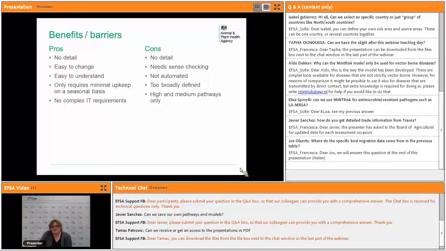But the disadvantage is that it's not automated, it's not on a web-based platform at all at the moment, and maybe it is too broadly defined, and we're concentrating too much on the high and medium risk pathways, and you can therefore miss out some of those lower risk ones. But that's all work that can be done on the tool.